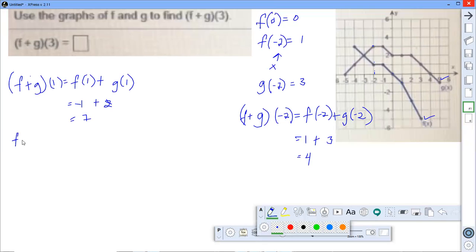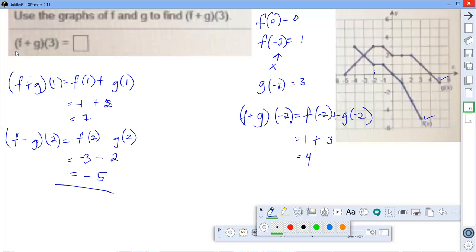How about f minus g of 2? All right, so this time this is basically equal to f of 2 minus g of 2. So let's look for f of 2. F of 2 is -3. -3 minus g of 2, which is 2. So therefore, your final answer is -5.